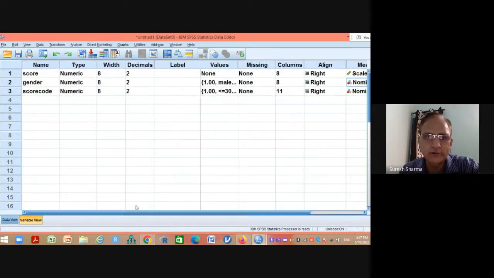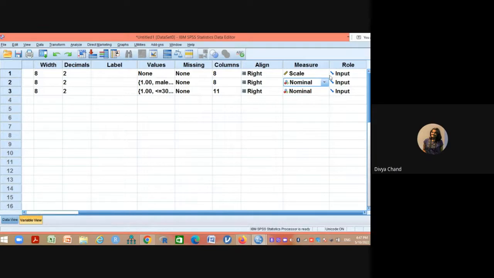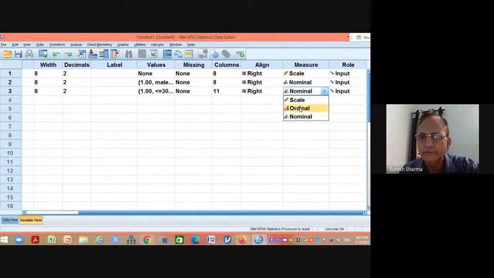Now the next variable is your score code. It has less than or equal to 30, then 30 to 60, more than 60, as 1, 2, 3. Is it nominal or ordinal? Ordinal. So I must click on ordinal here. So this is very important, right?